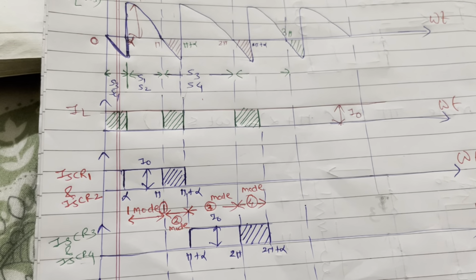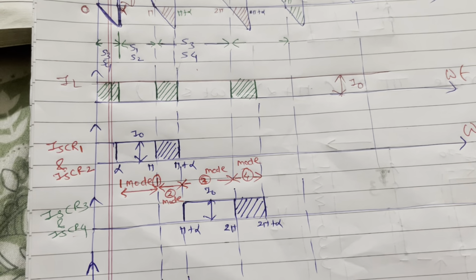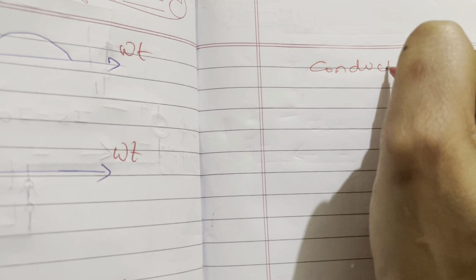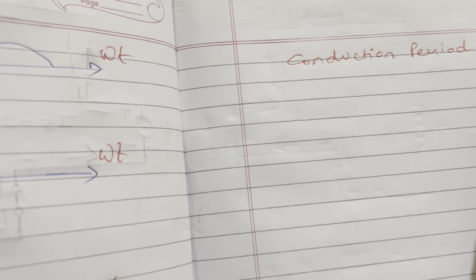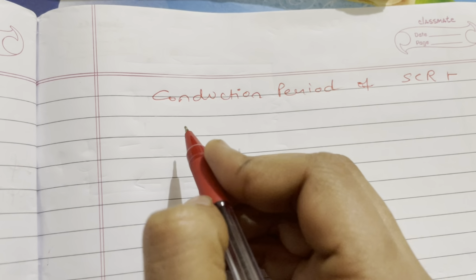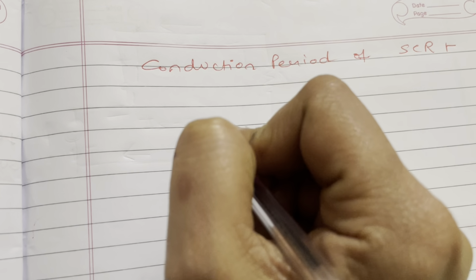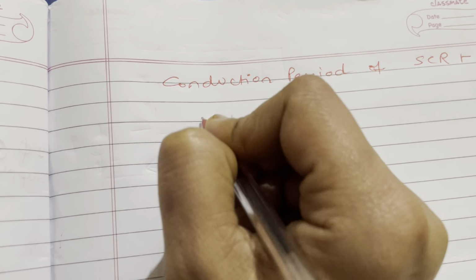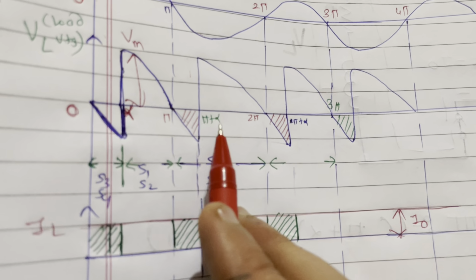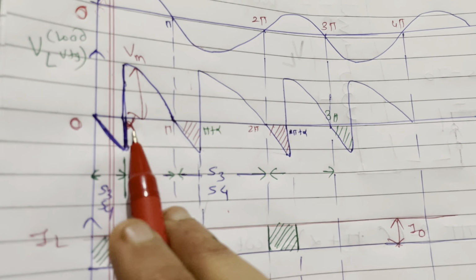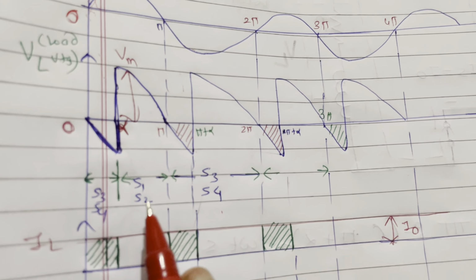So what is the conduction period of the SCR? The conduction period is pi plus alpha to pi, because from alpha to pi, SCR1 and SCR2 will be conducting.